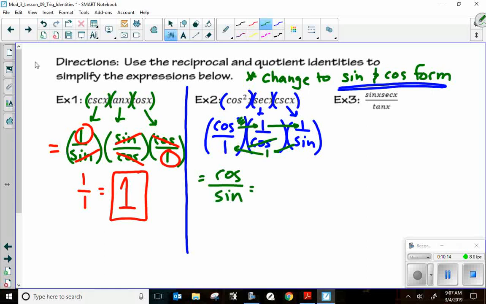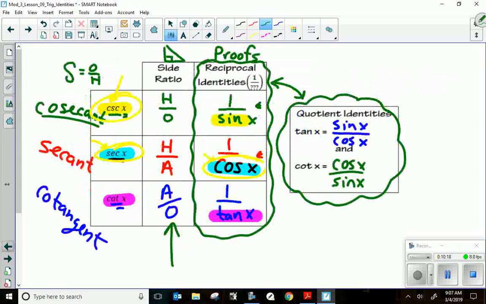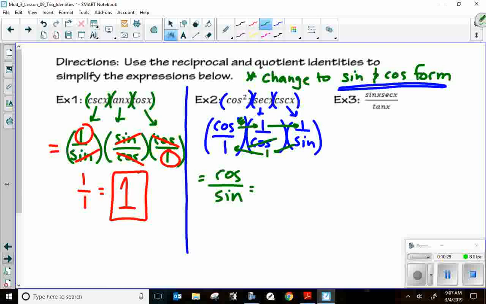That is very familiar. Do you know what that is? Cosine over sine is actually cotangent. It's the reciprocal of tangent. All right? I'm going to go over here, and I don't want to leave it like this. I want to say it's cotangent of x.